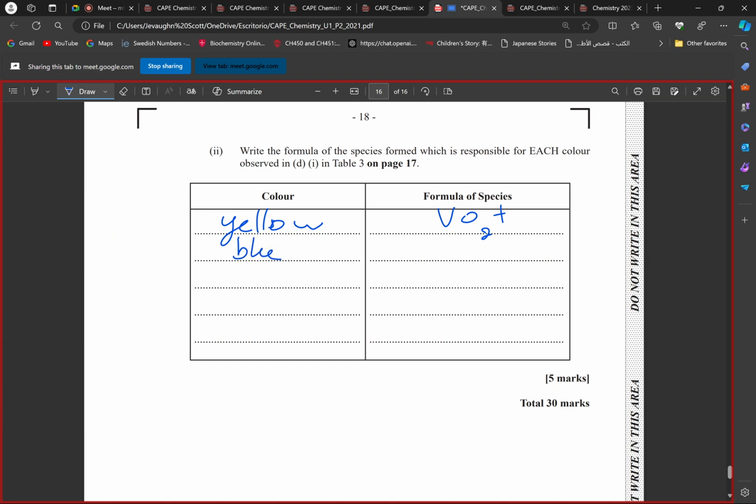What topic under module 3 is this? Transition elements. It's under the topic of transition elements.